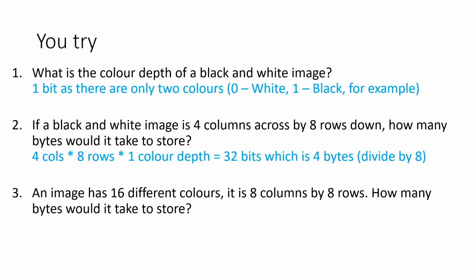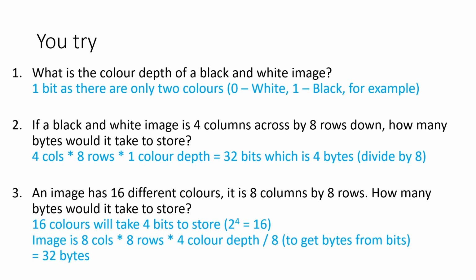There's 8 columns by 8 rows. The number of pixels is going to be 8 times 8. So it's going to be 8 times 8 to get the number of pixels, multiplied by the colour depth, which you now know is 4. But look, it wants it in bytes, not bits. So the answer that's going to give you is bits. So divide by 8, and that's going to get you the answer in bytes.